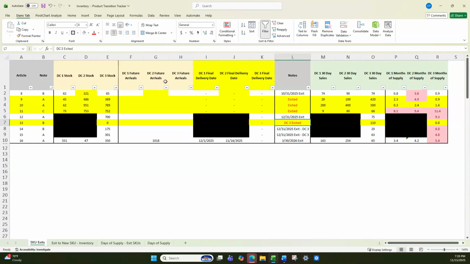So we also have future arrivals. There might be units that are in transit to these DCs. And so we've made a note right here that there's 1,018 units that are on their way. And then when is that going to deliver? We can see in these ones, you can see these are blacked out. These are SKUs where we only want to exit it in DC3. And you can even see in this SKU right here, we're at that point where we're going to exit it already because we are at 0 units, and you can see the months of supply is at 0.